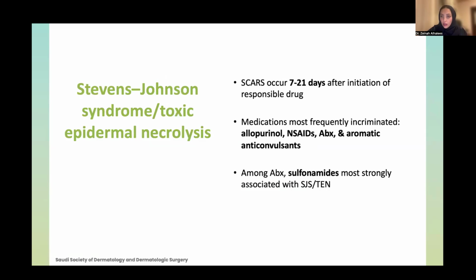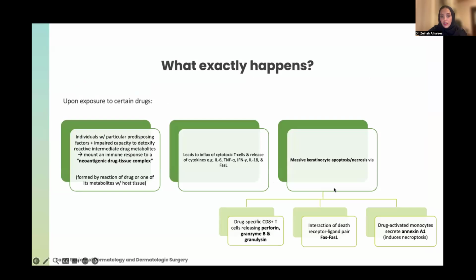So when does it occur? When does the skin rash occur? It usually occurs 1 to 3 weeks after initiation of the responsible drug. Most common drugs are, as we just mentioned, your anticonvulsants or your aromatic anticonvulsants like carbamazepine, your allopurinol, NSAIDs, antibiotics as well. Those are all important. Out of all antibiotics, sulfonamides are the most strongly associated with SJS-TEN.